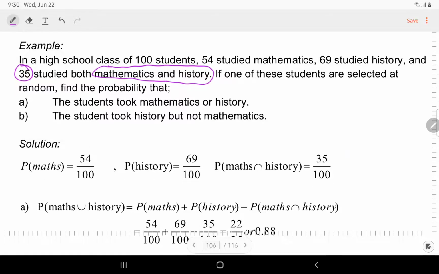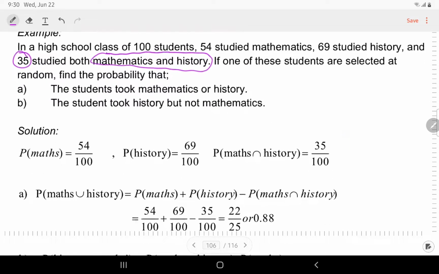Okay, so the first question is we want to find the probability for students to maths or history. So the symbol of OR is union. Okay, so meaning that we want to find probability for maths union history. Okay, like this.